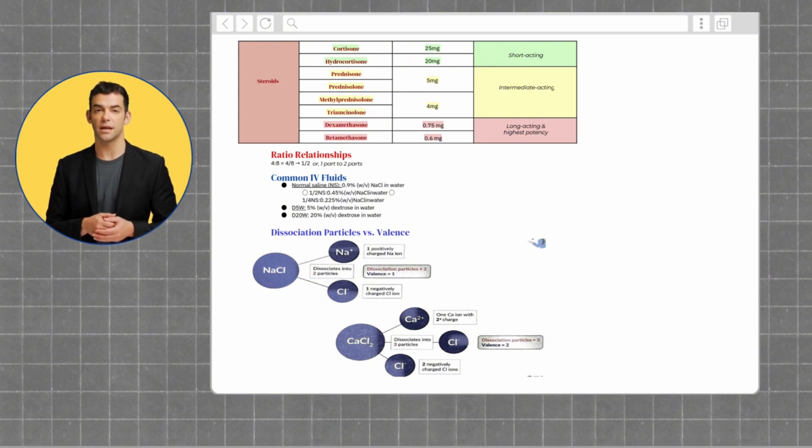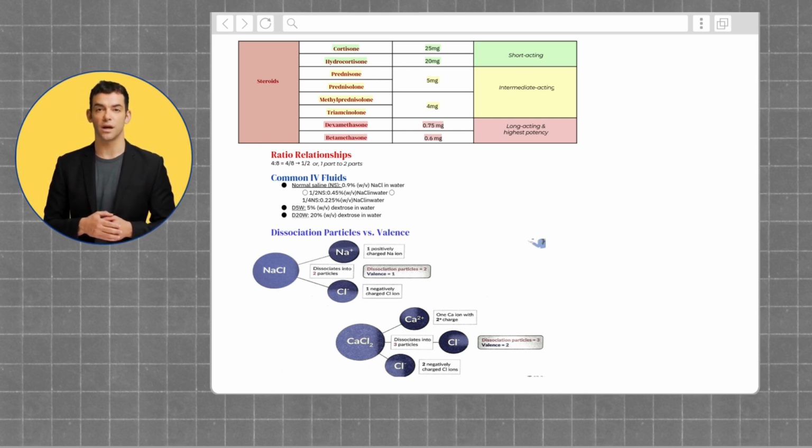Normal saline, NS. What is it? A solution of 0.9% sodium chloride in water. Why use it? It matches the salt concentration of your blood, making it isotonic. It's great for general hydration, blood loss, or when you need to boost blood pressure. Think of it like salty water that's balanced with your body.